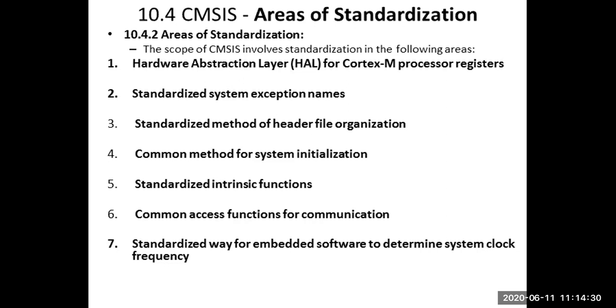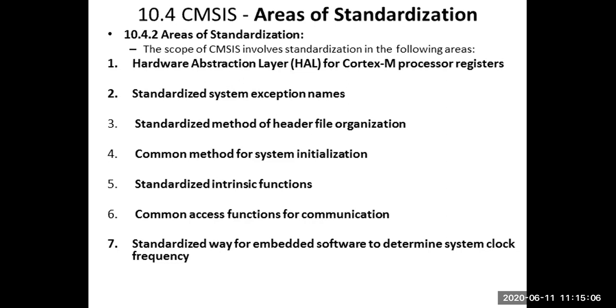This is not the Hindustan Aeronautics Limited. HAL here means, with respect to Cortex M3, the hardware abstraction layer for Cortex M processor registers. It may be M0, M1, M3. Next, the standardized system exceptions, the standardized method of header file organization, a common method for system initialization, standardized intrinsic functions, common access functions for communication, and a standardized way for embedded software to determine system clock frequency.